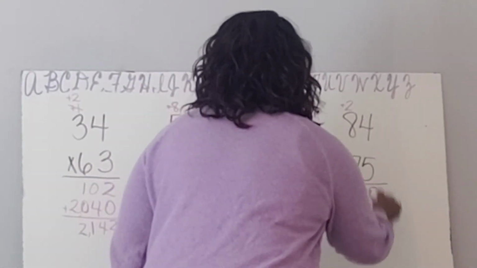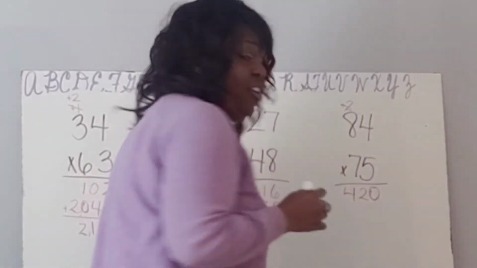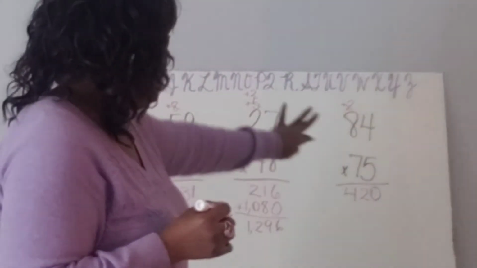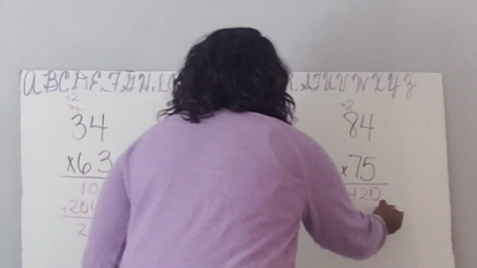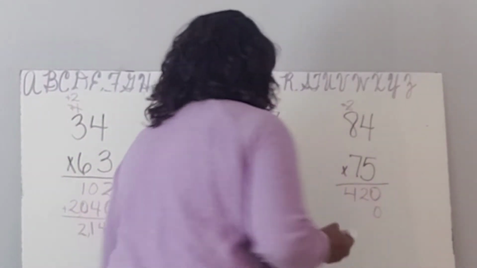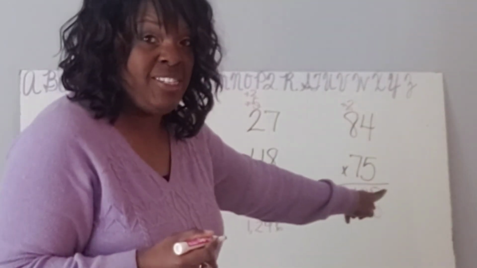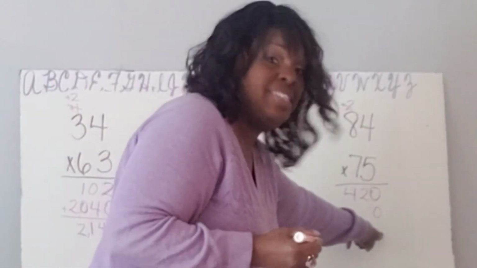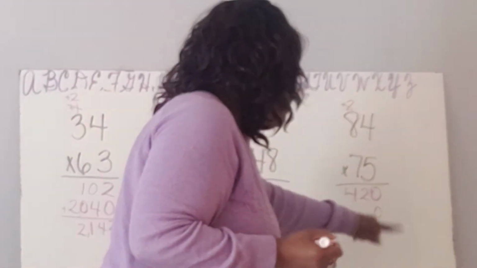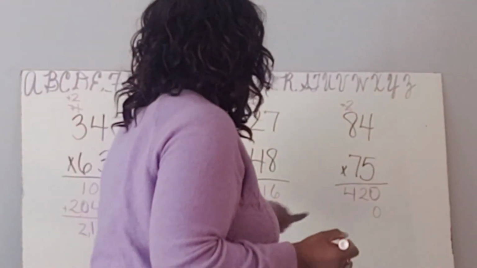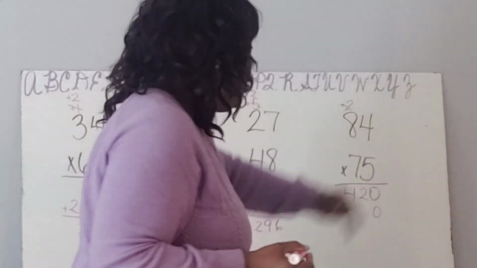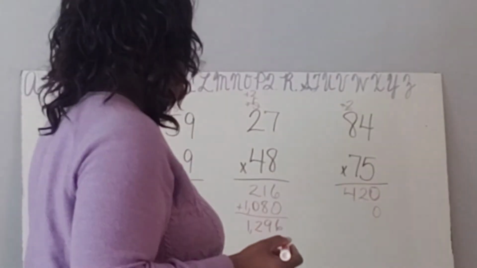Then cross out my carried number, and put my 0 underneath. So what should my answer be if you listen to what I just said? My answer under here should be 0, because whatever this top number is, it should be the same, okay? Now I'm covering over my ones place, and now I'm doing 84 times 7.